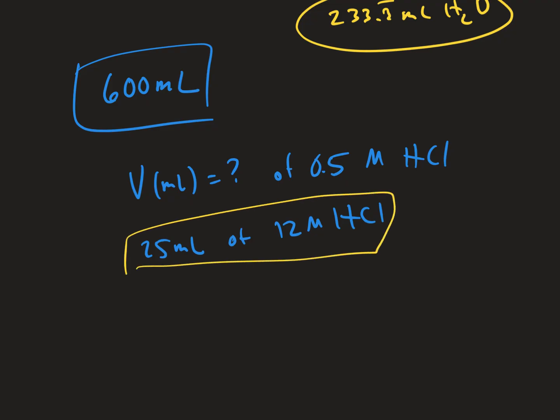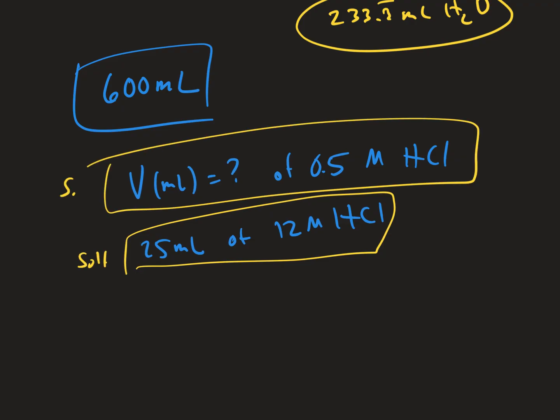We're starting with this and we're adding water to it, right? So we can call this my solution 1, and this right here is my solution 2. Good? All right. So this is going to be V1. This is M1. This is M2. This is V2. Are we clear with that step? Okay.